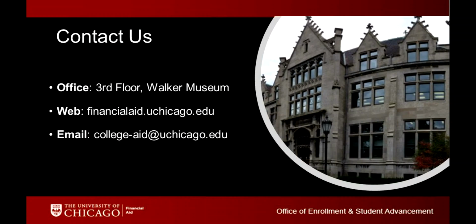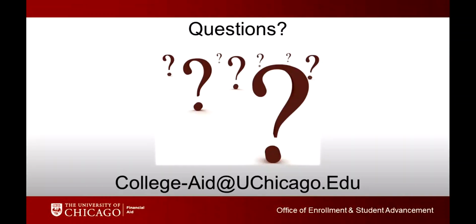When we are physically on campus, we are located on the third floor of the Walker Museum building. Our financial aid email address is college-aid@uchicago.edu, and that is monitored throughout the day. So if you do have any questions or concerns, please do feel free to reach out to us. We're more than happy to help assist with application inquiries, special circumstance review, and then any general question that you may have.